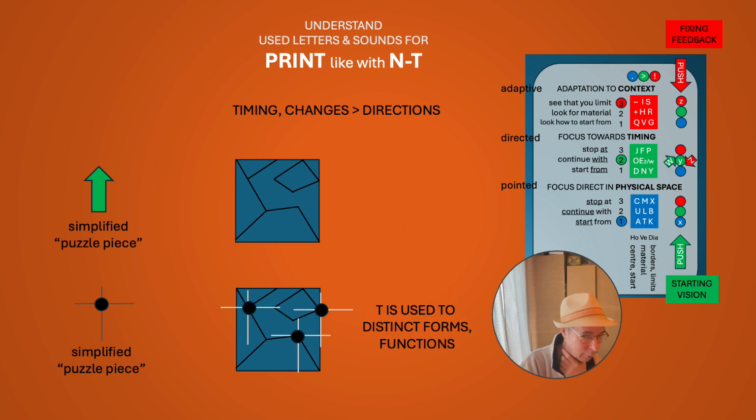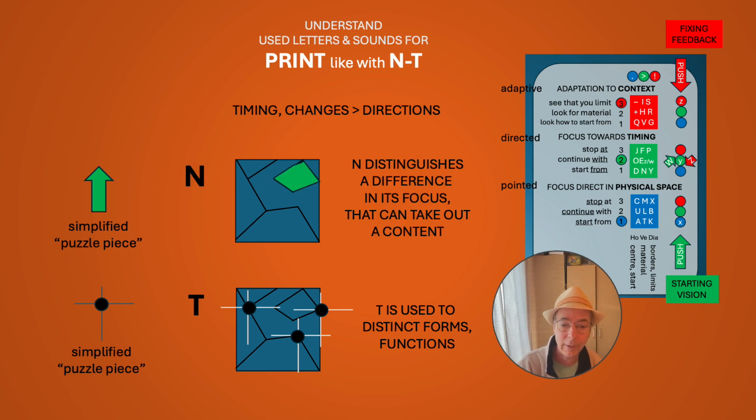For the T, it will be almost obvious and very practical to say, like, okay, we use them at the points. That's the T, the points. Mostly then indeed somewhere in the vertical sense, where we distinct the forms or the functions. That's what the T is about.